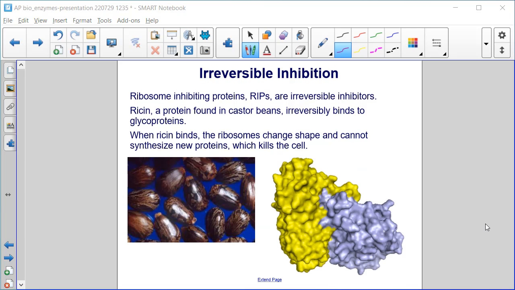Ribosome inhibiting proteins, or RIPs, are irreversible inhibitors. Ricin, a protein found in castor beans, irreversibly binds to glycoproteins. When ricin binds, the ribosomes change shape and cannot synthesize new proteins, which kills the cell.